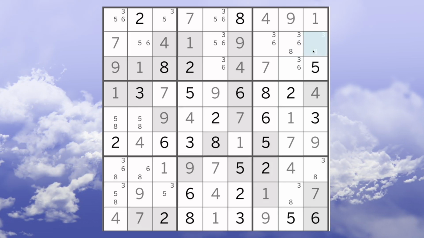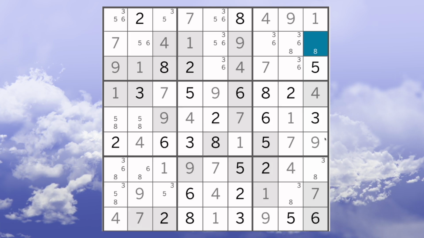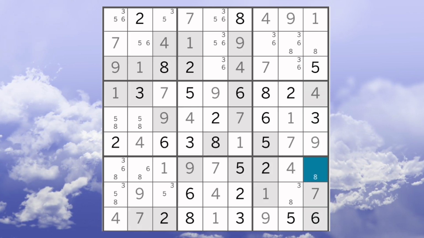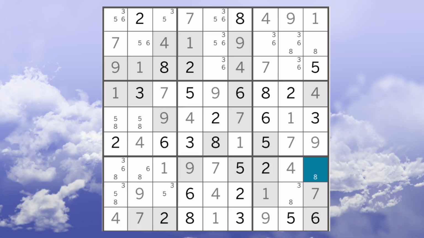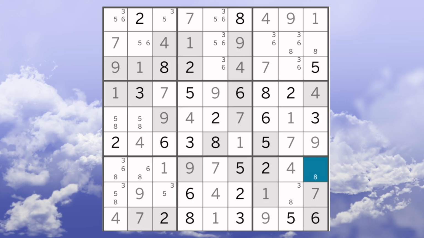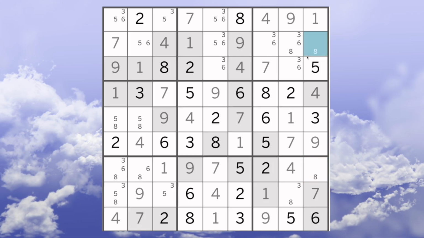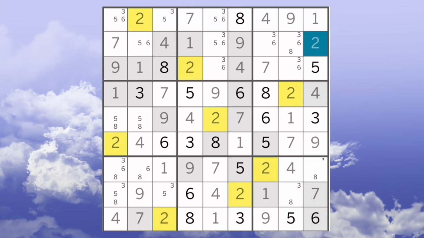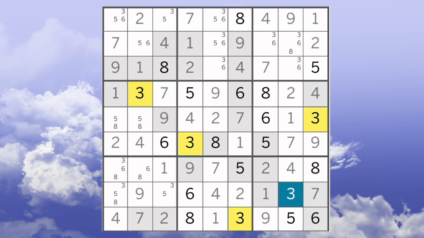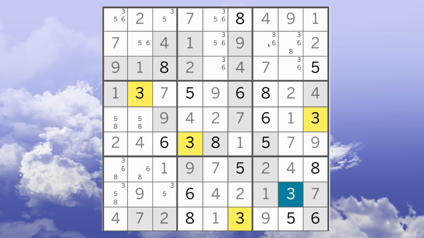Wait a minute, that's not right. We're not looking for a 3 in this line. What are we looking for? We're looking for a 2. No. Yeah, a 2. And that 2 has to be there. So that has to be the 8. I knew there was something I had to be off.